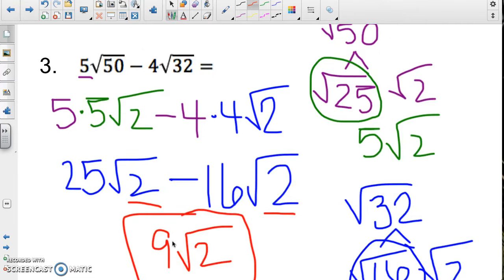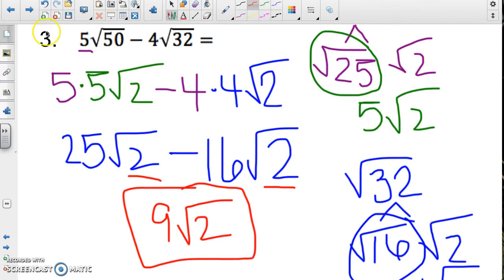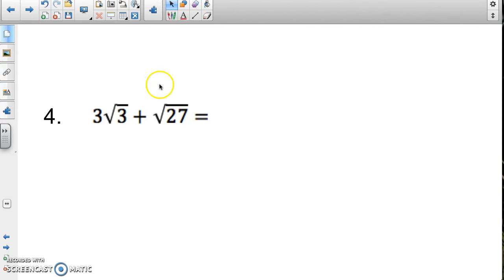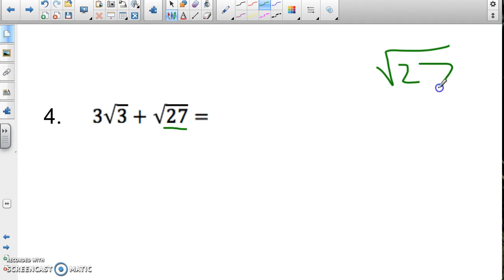Okay, I think we have a couple more examples left in us. So let's go on to number 4. Number 4 is 3 radical 3 plus radical 27. Okay, so if we look here, the 3 radical 3, it cannot be simplified any farther. It's already in simplest radical form. However, this radical 27 can definitely be broken down a little farther. So let's do that off to the side here.